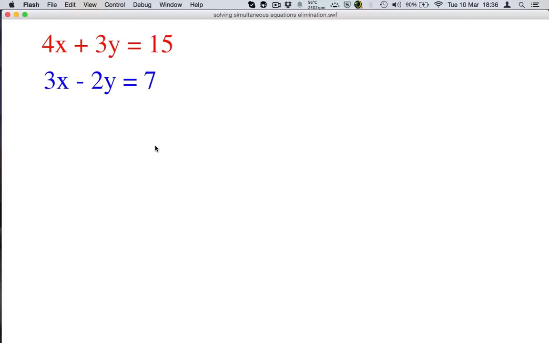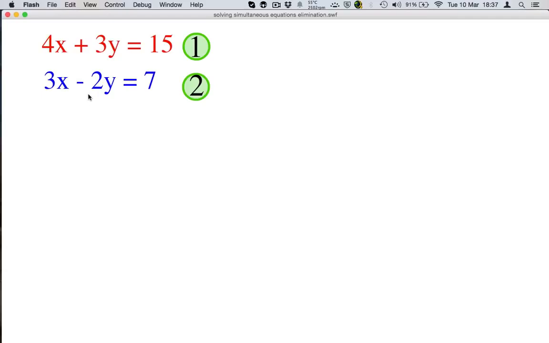So the first thing we should do is label our equations. Let's call the red one 1 and the blue one 2. For these equations, we need to think about which letter we are going to eliminate. So let's look at this red one here. Are there any negative signs? There are no negative signs in our first equation. In the second equation, are there any negative signs? Yes. There's a negative in front of the y.